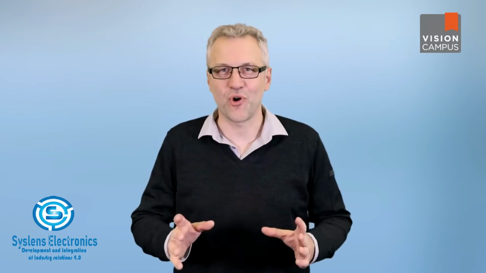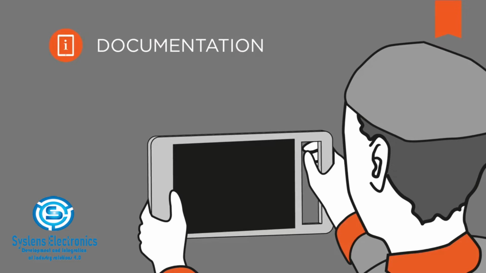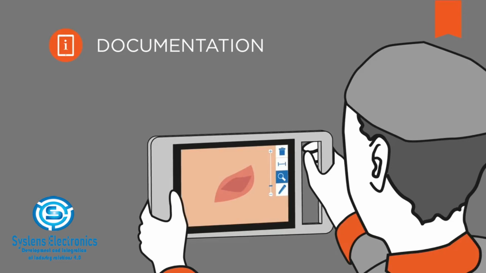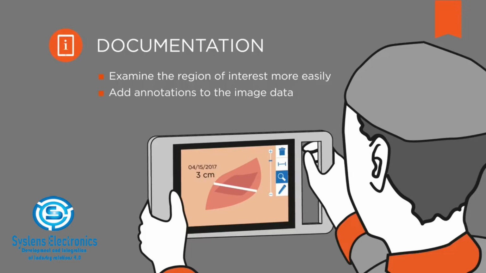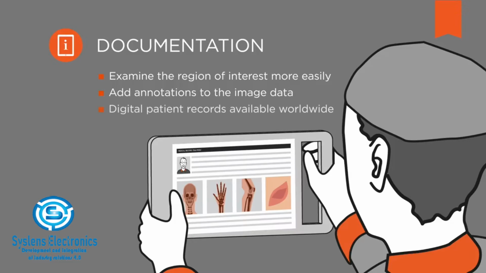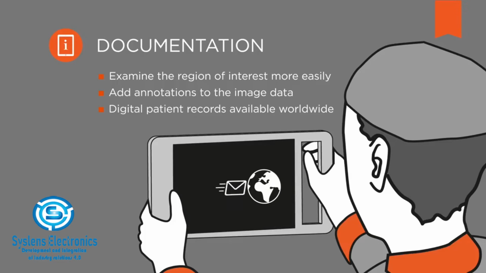All these devices give information that can contribute to both the diagnosis process and the intervention that follows. There are 4 major benefits cameras can bring to the medical domain. Number 1. Documentation. With a digital image, the clinician can examine the region of interest more easily than by looking through an optic attached to a device. Also, the clinician can add annotations to the image data so that suspicious regions can be re-identified and tracked over time. Digital patient records can store all these images and information so that they are available for clinicians worldwide.